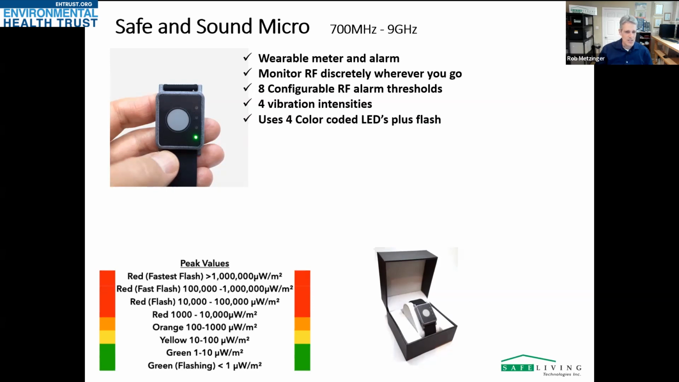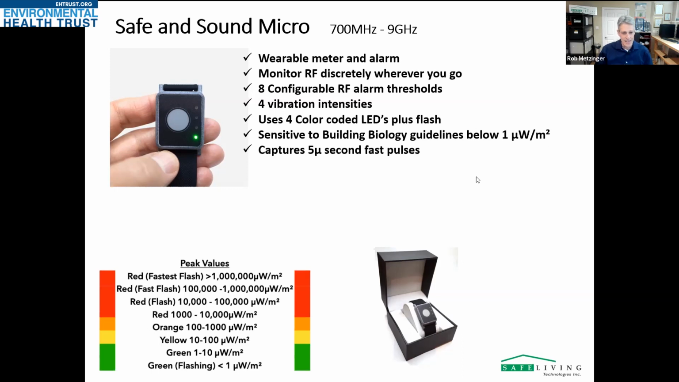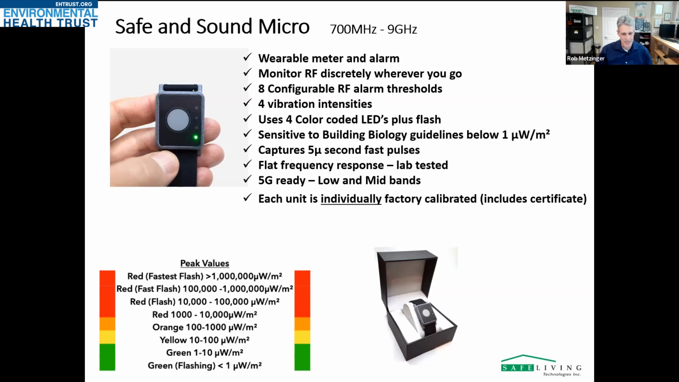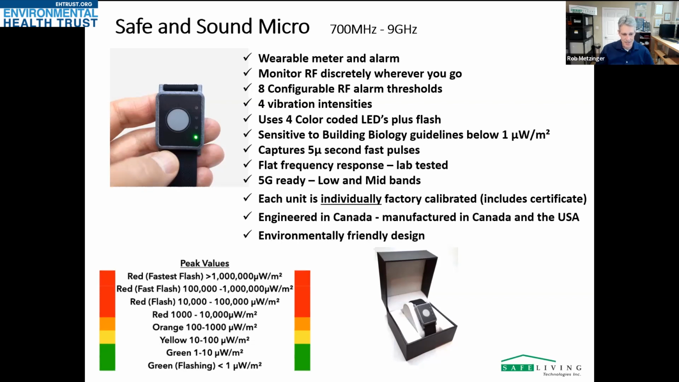It also has just 4 color-coded LEDs: green is good, red is bad, and you have yellow and orange in there too. It will measure down below the building biology guidelines of 1 microwatt per square meter, and captures the fast pulses as well, with a pretty flat frequency response. It will pick up the 5G signals, the mid and low bands as well, which is really important. It's individually calibrated, made in Canada, with boards made in Silicon Valley in the US for us, and we try to keep an environmentally friendly design.